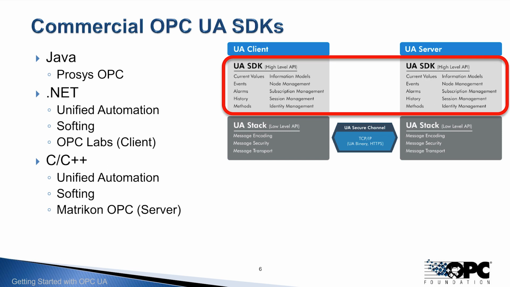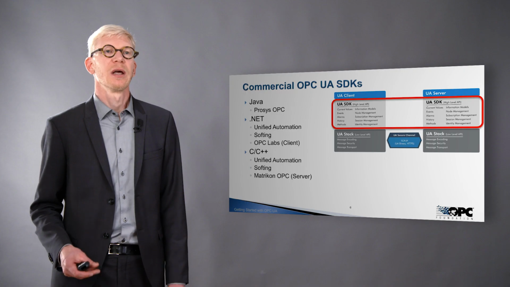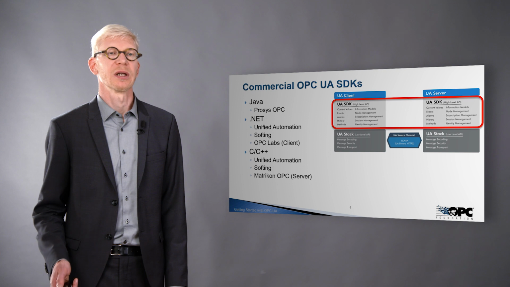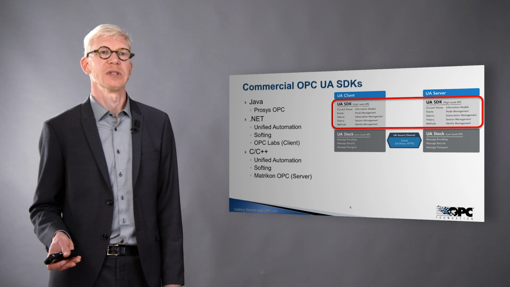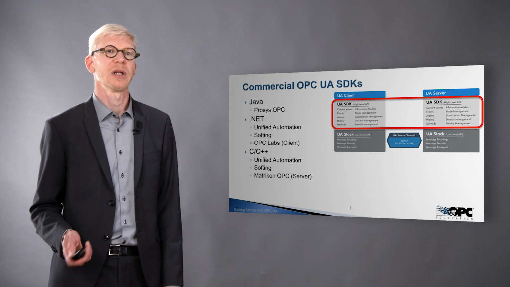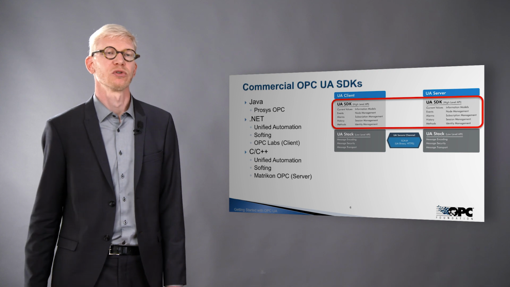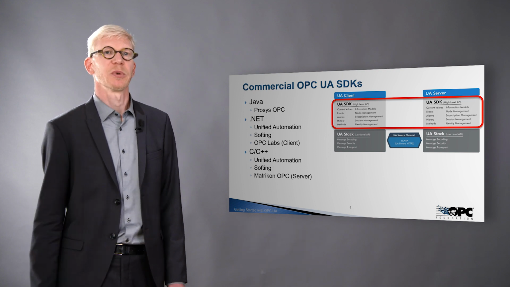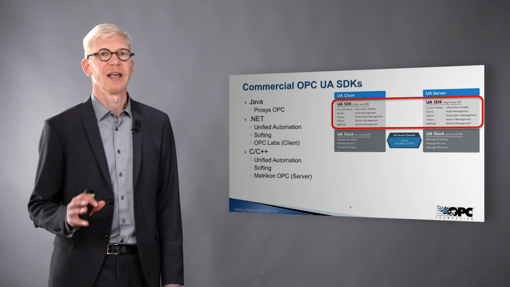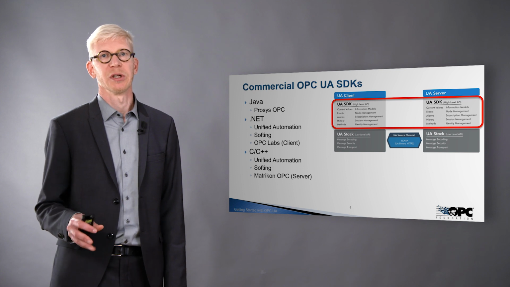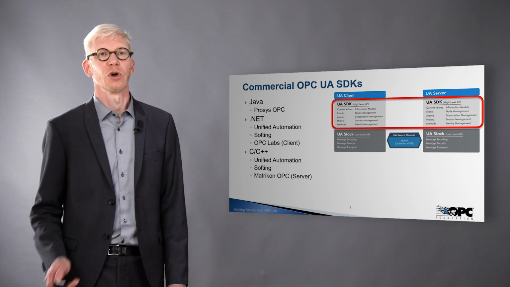For .NET, you can get one from Unified Automation, Softing, or OPC Labs. There might be other vendors providing these as well, but these have been the most active ones. And also for C, C++, you can get a good SDK from Unified Automation, Softing, or from Matricon OPC, which is more targeting the embedded originally, nowadays also other environments. The C, C++ in general is of course more suited for embedded where you have limited resources, but anyways your decision pretty much depends on which environment you want to work on.